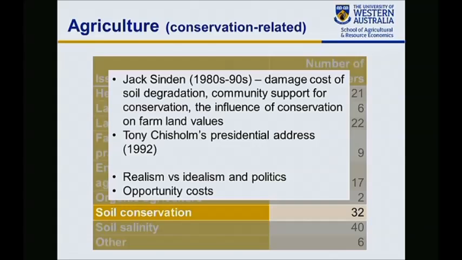And the guy doing many of those was Jack Sinden from the Uni of New England. He looked at a variety of different questions. He estimated what was the damage due to soil degradation. He estimated community support for conservation measures. He looked at the influence of conservation measures on farmland values. And Tony Chisholm's paper in the early 90s was a bit of a landmark because it was the first time a president of the Agricultural and Resource Economics Society had done a presidential address that really focused on these areas, and his was largely focused on soil conservation as well.